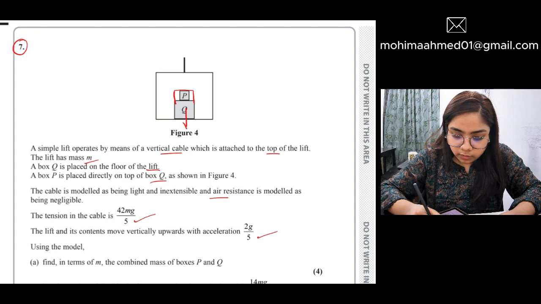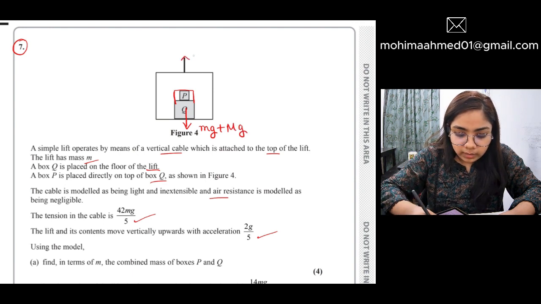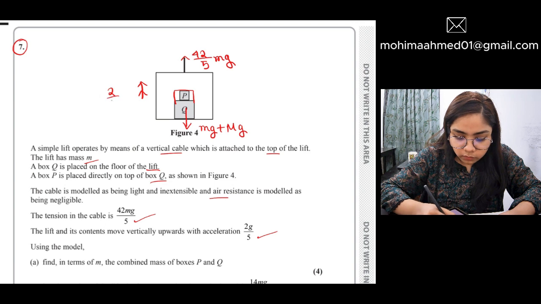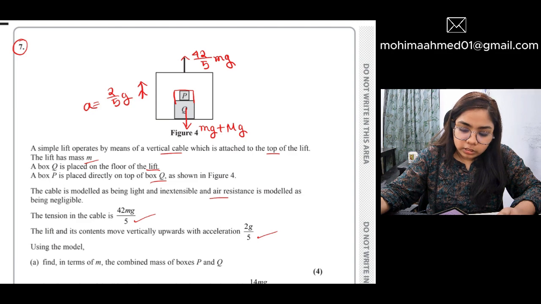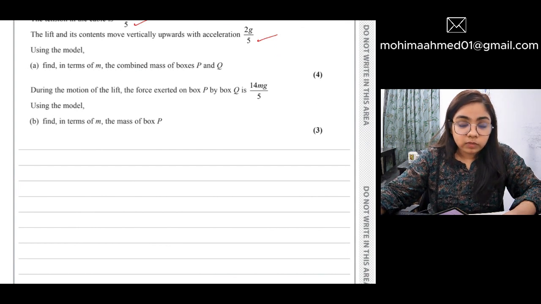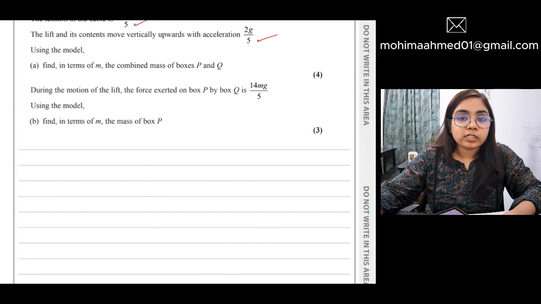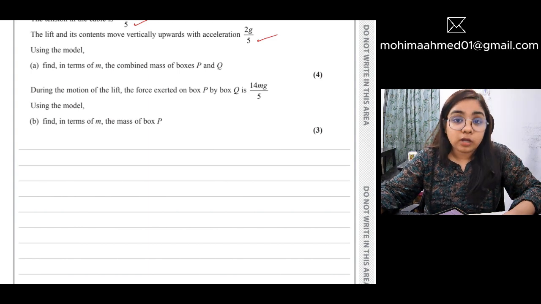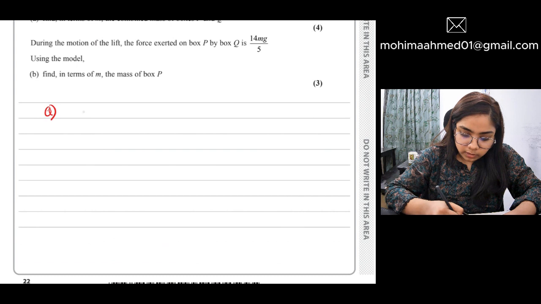Okay. So in the vertically downward direction, you have mg, the mass of the lift, plus capital Mg, the mass of the objects. In the upward direction, you have the tension 42/5 mg, and it was traveling upward with an acceleration of 2/5 g. Other than tension and weights, no other forces are concerned over here. As the object was traveling in the upward direction, that obviously means the upward forces were greater than the downward forces. So we can write that part a.